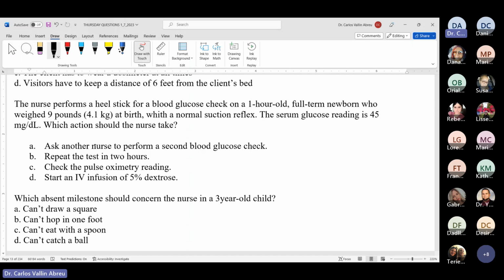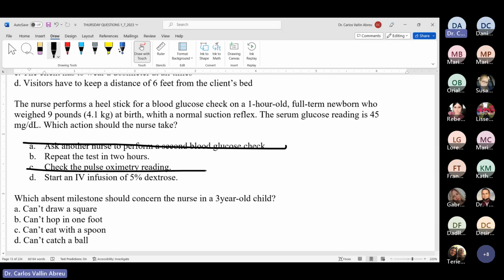monitorization of the glucose. You don't need to ask another nurse to do the same that you did because it's okay. But you might say, I'm not sure, I just did an AccuCheck. Maybe if you don't correlate the value with the clinical situation, you can change the AccuCheck machine. It makes sense, but not asking another nurse to do that. So you rule out A, okay?